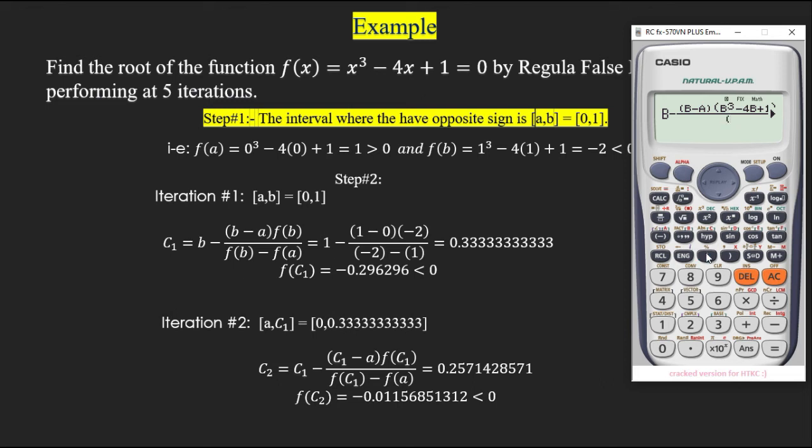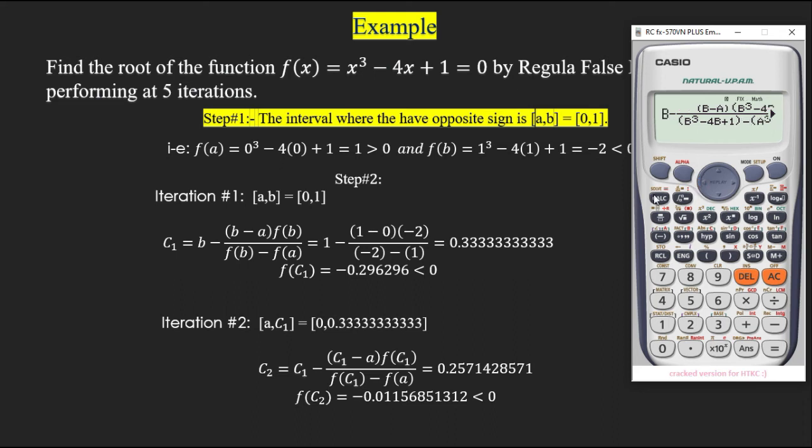For f of b I will repeat the same function. I will write the same one, b cube minus 4b plus 1, and for f of a I will write a cube minus 4a plus 1. And after writing our scheme in our calculator, what will we do?